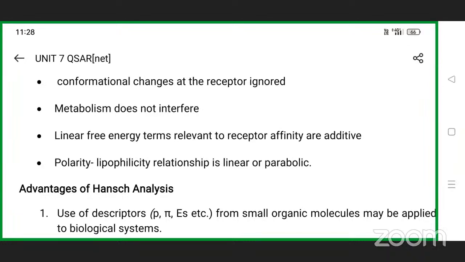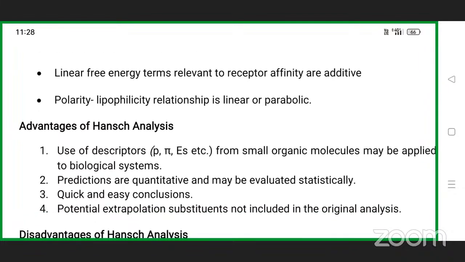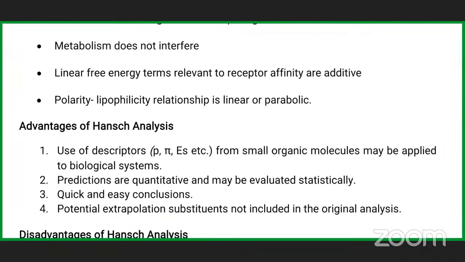Besides all these factors, Hansch analysis also has some advantages. The advantages of Hansch analysis include the use of descriptors like rho, which is the partition coefficient, pi, the substituent constant, and Es, a steric constant. The use of descriptors from small organic molecules may be applied to biological systems.